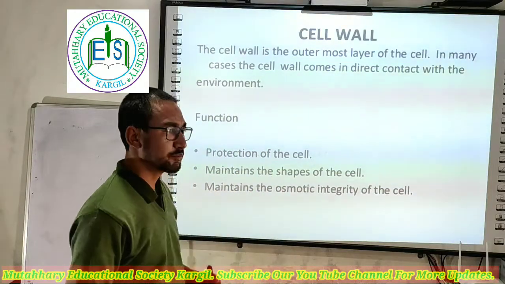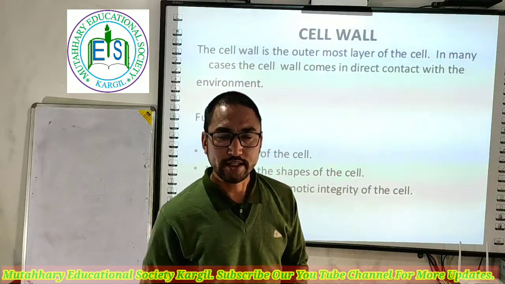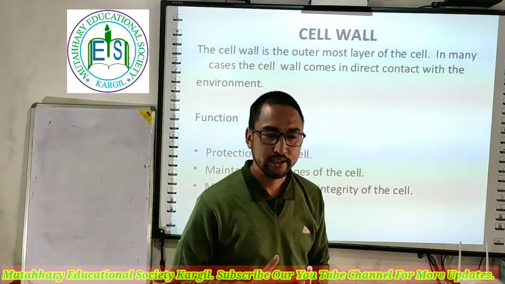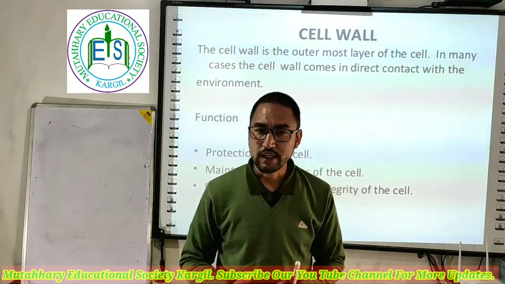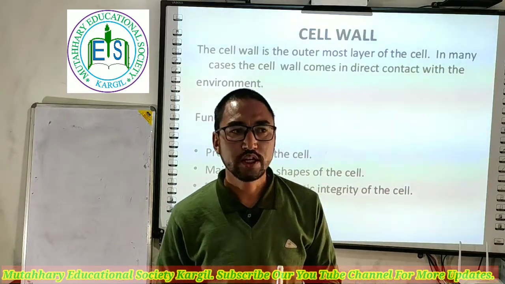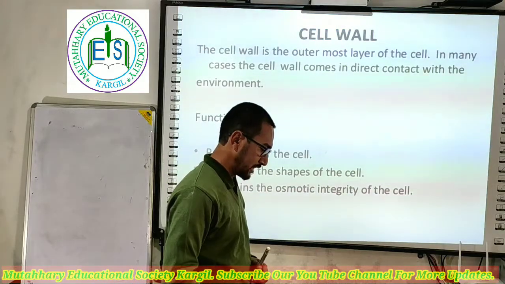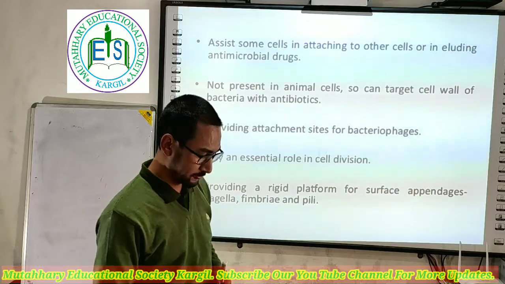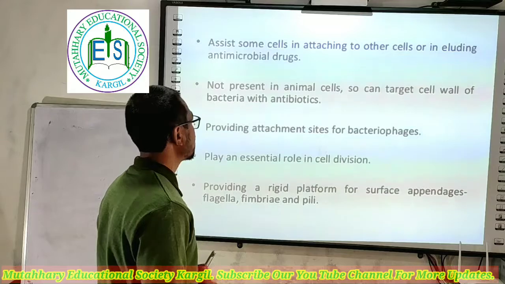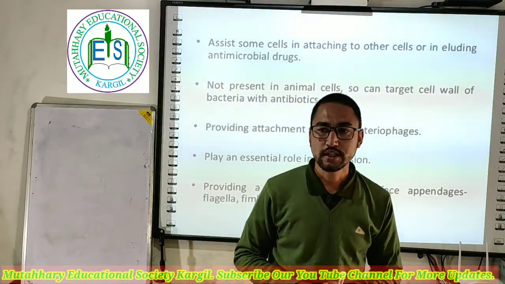Some of these functions are protection of the cell. The cell wall, the outer hard layer, acts as a protective layer for the bacterial cell, and maintains the shape of the cell in variable osmotic conditions. The cell wall provides a kind of fixed structure for the cell. Again, it maintains the integrity of the cell by maintaining the osmotic balance of the cell, and assists some cells in attaching to other cells and eluding antimicrobial drugs.